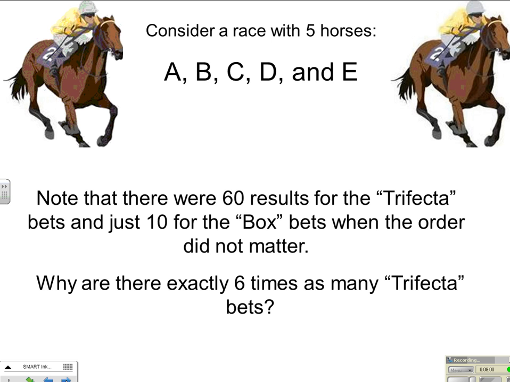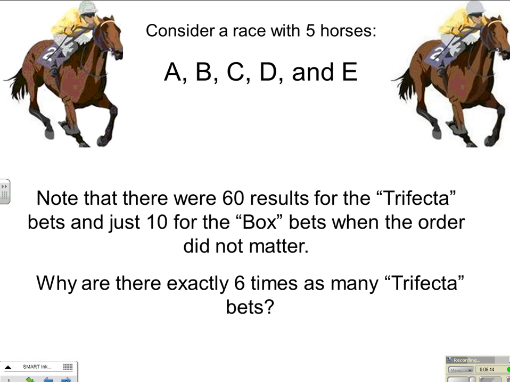Okay, so note that there were 60 results in trifecta and just 10 for the box bets. In a trifecta order matters, in box bets order didn't matter, but otherwise both are picking 3 from a group of 5. There were 60 ways we could pick 3 from a group of 5 and put them in different orders. There were just 10 ways we could pick a group of 3 without considering ordering. And the big question: why are there exactly 6 times as many trifecta bets? You may want to pause this and give some thought to that, but I'm going to go ahead with the solution now.